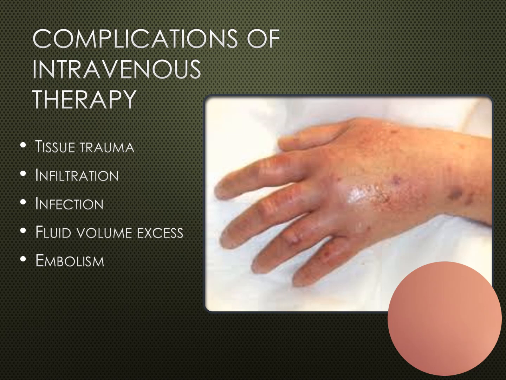Local complications can include infiltration, extravasation, phlebitis, thrombophlebitis, cellulitis, infection, occlusion, and nerve injury. Systemic complications can include air embolism, bloodstream infections, speed shock, circulatory overload, allergic reactions, and adverse reactions to medications.